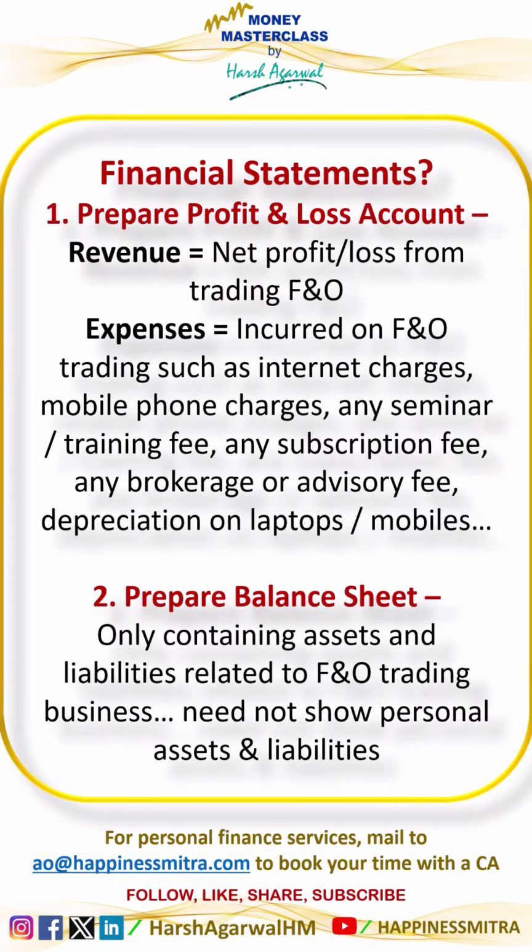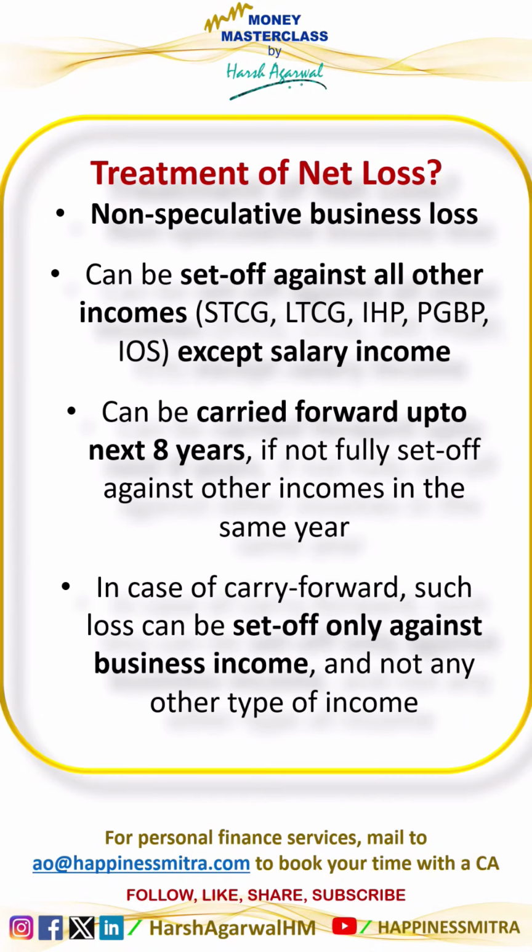Now, during the year, if you have a net loss from F&O business, you can set it off against any other income in the same year except salary income. If any loss remains after set off, then you can carry it forward up to the next 8 years to set off in future years. But in those future years, you can set it off only against business income and not any other type of income.